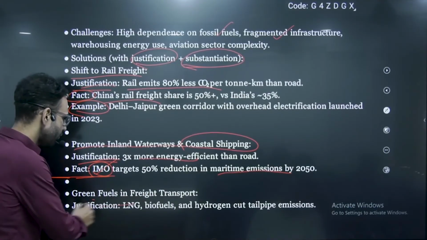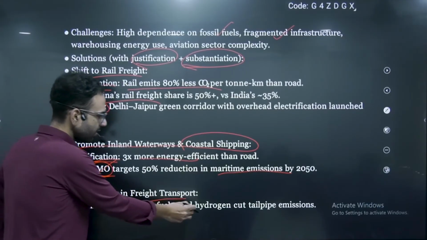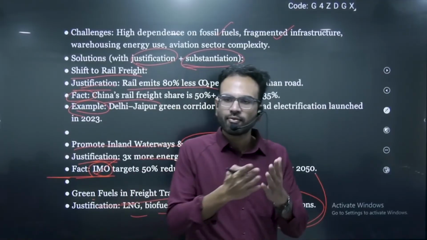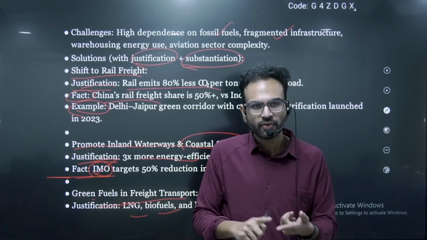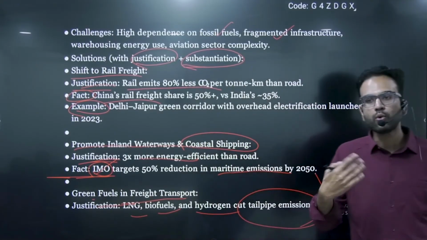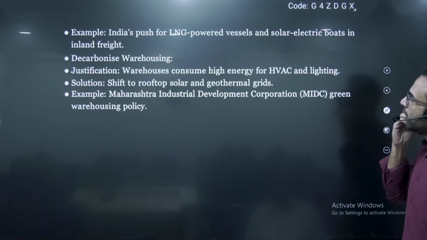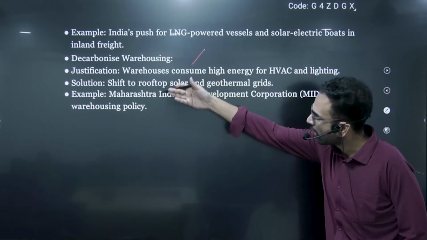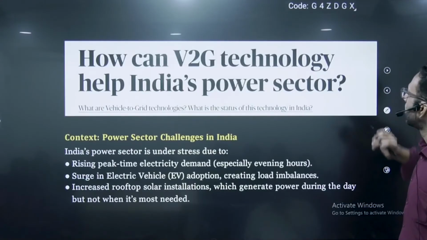So green fuels in freight transport: LNG, biofuels and hydrogen cut tailpipe emissions. All these facts are there in your newspapers. Justification, fact. I'm not teaching you the concept. I'm teaching you how to learn in the first class. Okay. And last point, we're saying decarbonize warehousing. You have a justification, solution and an example.